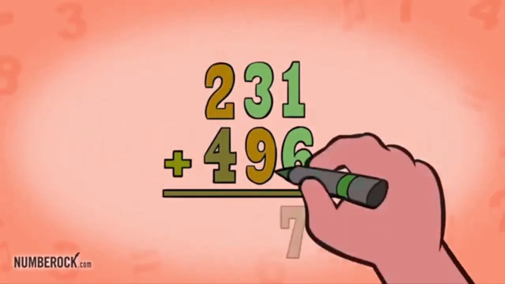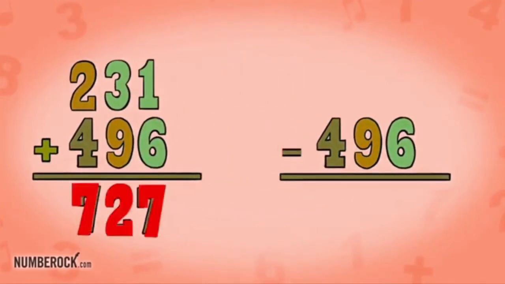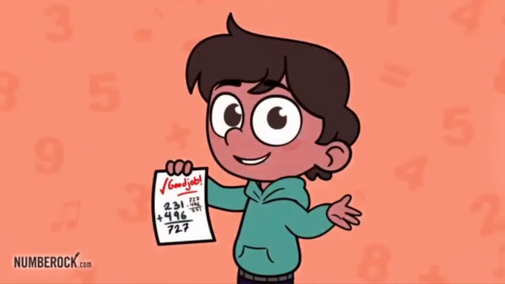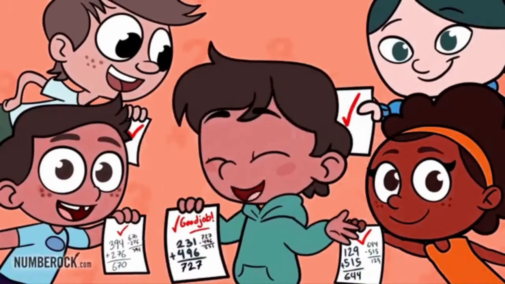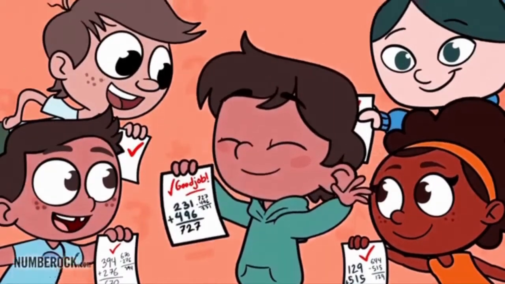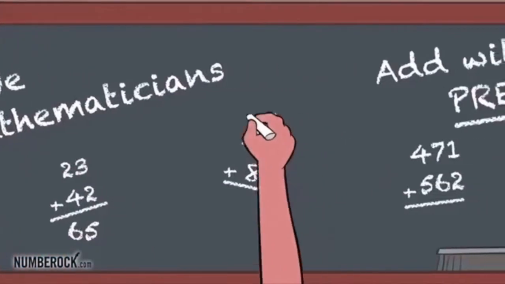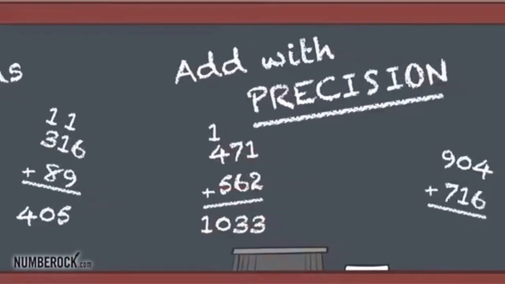The best way to check your addition is by subtraction, the inverse operation. Take either addend and subtract from the sum. If you get the other addend, your work is done. When presented with a triple digit problem, number rockers always check after we solve them. We mathematicians add with precision.